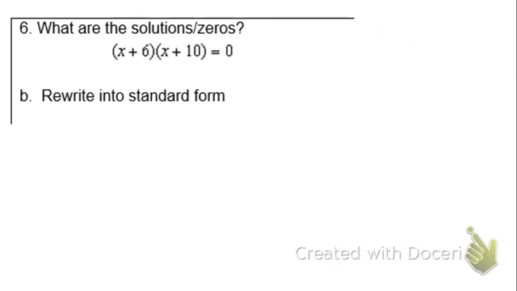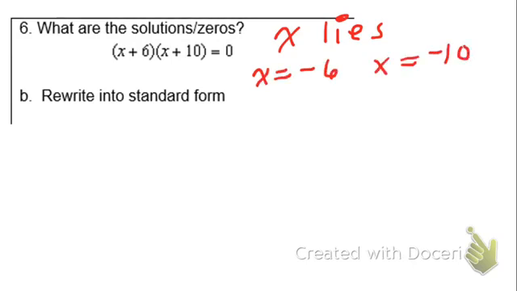We have x plus 6 and x plus 10. Our zeros, remember your x lies. It's always lying to you. So our solutions are x equals negative 6 and x equals negative 10. Easy breezy. Now the fun part is to change this into standard form.